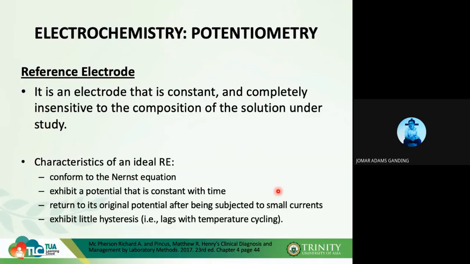For potentiometry, please write it down. In potentiometry, we are usually using this in the measurement of your pH, or more specifically, the measurement of your hydrogen ion. Okay? The measurement of your hydrogen ion. Meaning to say, since we're talking about pH, the reference electrode should not be affected by your hydrogen ion. Are we clear? The reference electrode should not be affected by your hydrogen ion.